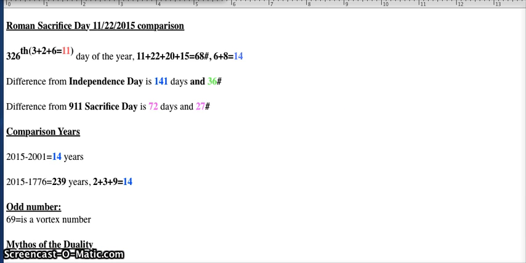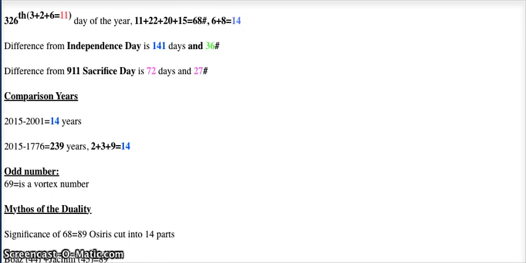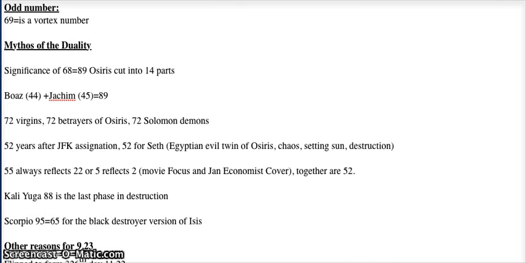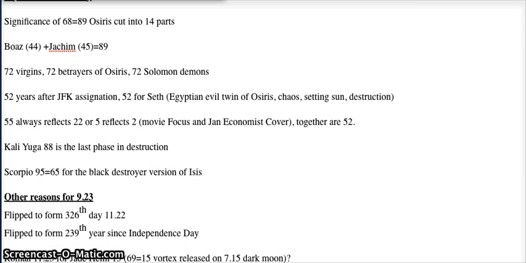Now I'd like to go over mythos of duality, and it's with your gods and goddesses. There's always 2 facets to them, and in this case we're going to be covering Egyptian mythos, which when you add Boaz 44 to Joachim 45, the 2 twin pillars, you end up with 89, which is gematria for Osiris. And Osiris was cut into 14 parts. And upside down Osiris is 68, and the day we're looking for is a 68 that will then break down to a 14.